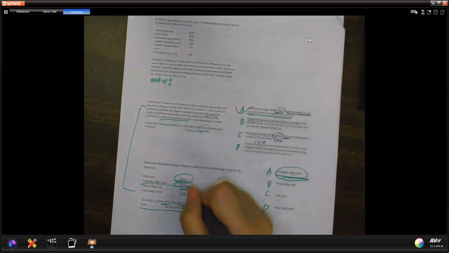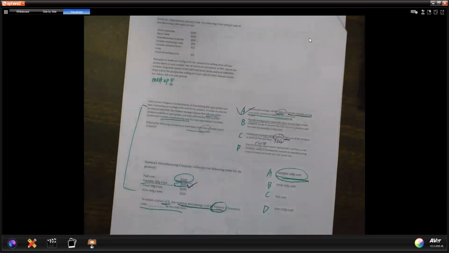The next one said, which one, if you use, markup will be the highest. So if you want to have a high markup or high markup percentage, your base has to be small. So we have to use the smallest base to get a higher markup percentage or higher markup dollar. But if the question said, hey, when will you have the smallest markup percentage or smallest markup, then you have to have a big base, which normally is the full cost.